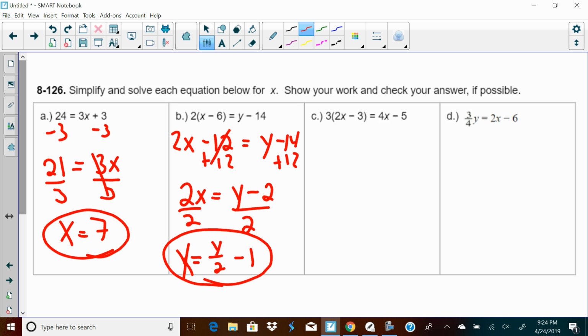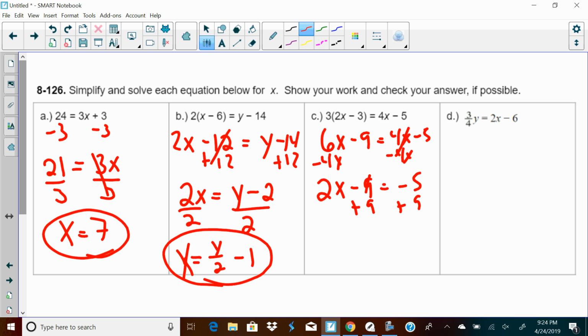For C, I'm going to distribute, so I get 6x minus 9, 4x minus 5, so subtract 4x from both sides. So I get 2x minus 9 equals -5, add 9 to both sides. 2x equals 4, divided by 2, x equals 2.